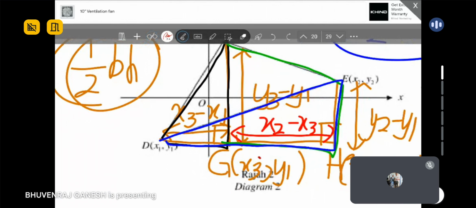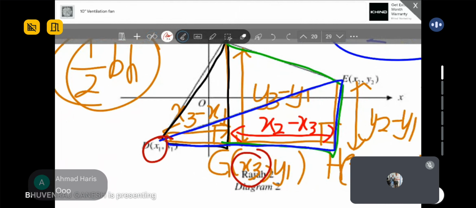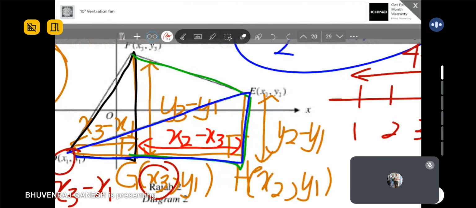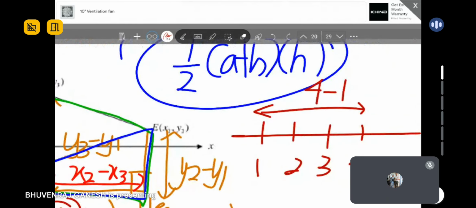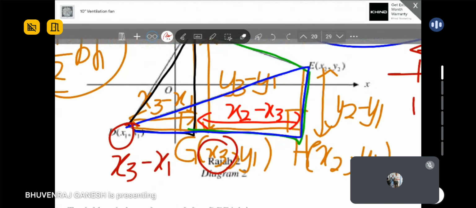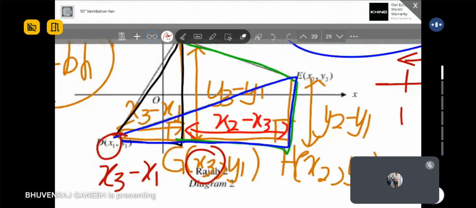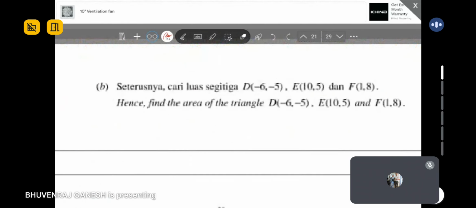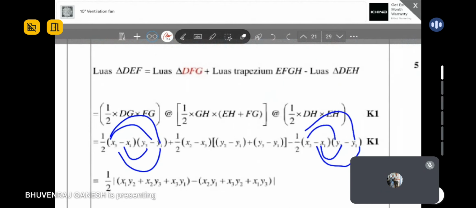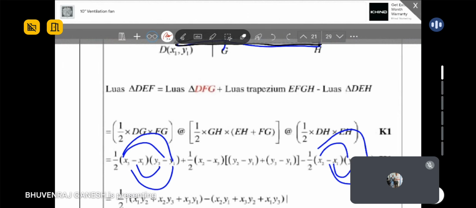Samalah, macam ni. X3 ni nilai lebih besar sebab dia ke kanan daripada X1. So X3 minus X1. Jangan confuse kalau kamu nampak huruf X. Dia nombor saja, macam 4 tolak 1. Just over here, they give you as variable. Boleh ubah saja semua yang ni. Okay? So kamu akan dapat jawapan lah akhirnya. Okay, this is your final answer. Are you clear, guys?